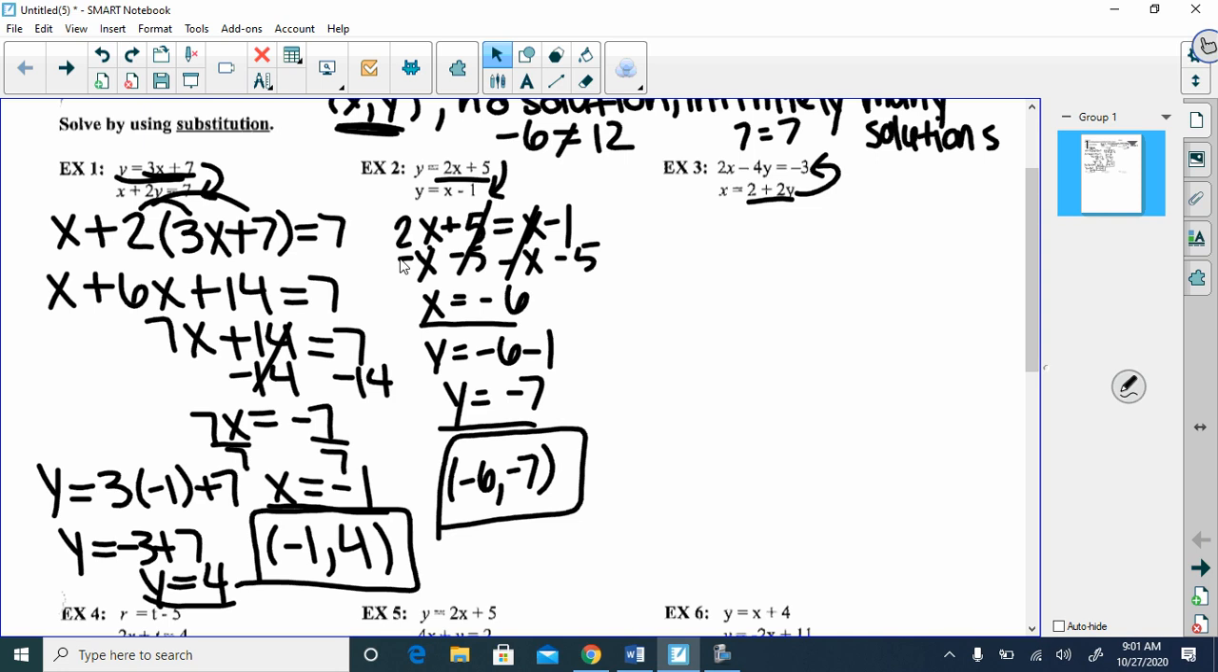So if I rewrite that first equation, I've got 2 times, instead of x, 2 plus 2y, and we still have a minus 4y equals negative 3 in that top line. So all I did was, instead of the x, plug in what we said x is equal to. Okay, so what would I need to do first here? Good. So 2 times 2 plus 2 times 2y. Good.